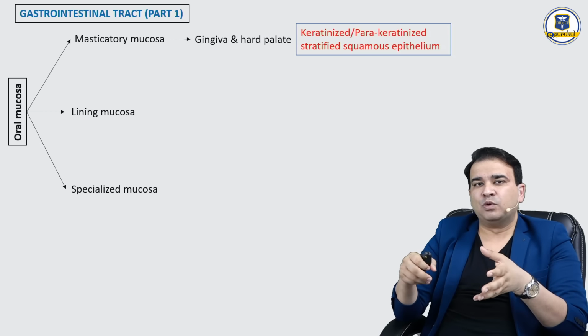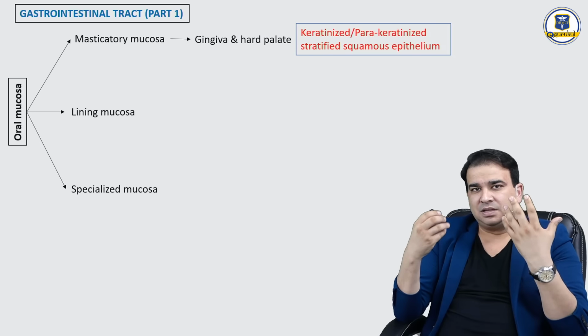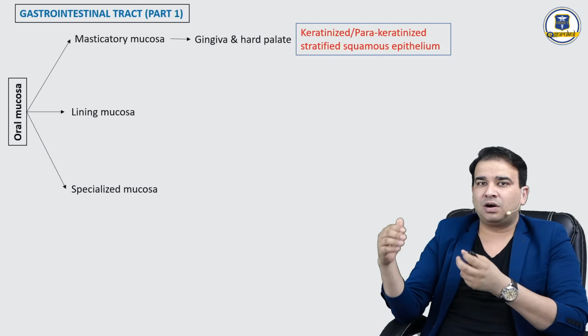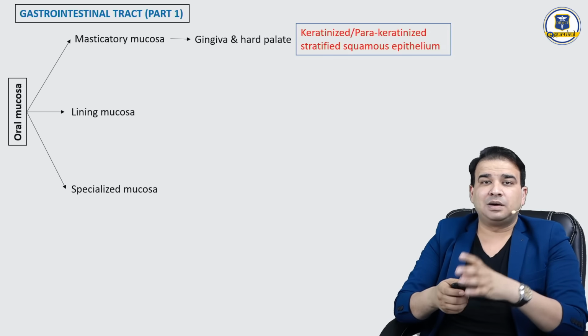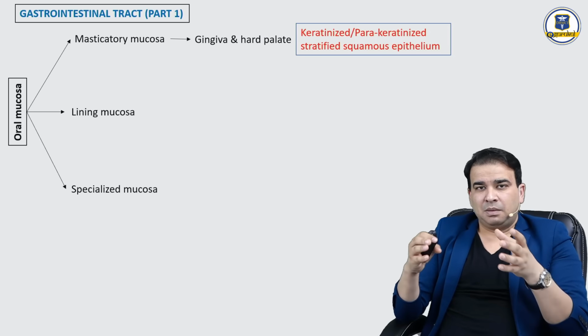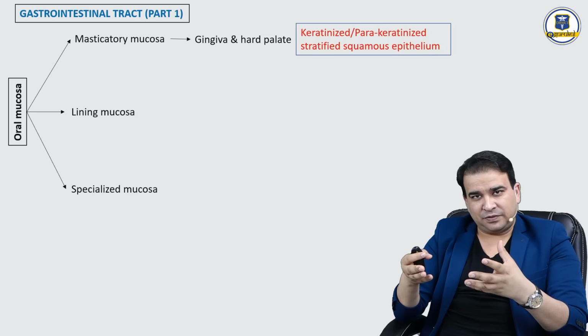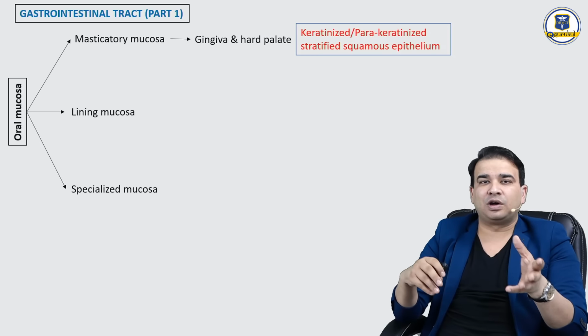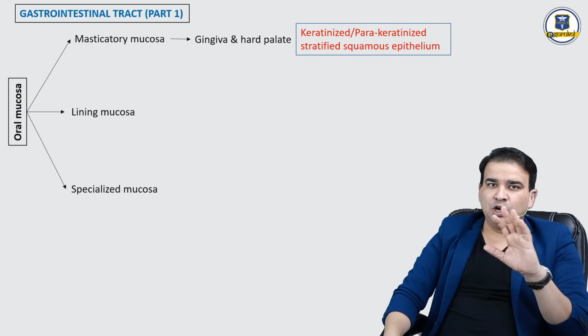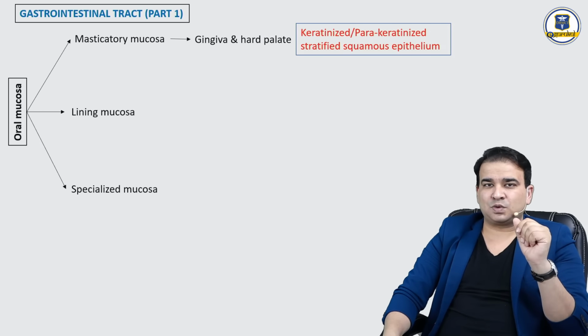And wherever we have more friction, be it the oral cavity or the vestibule of the nasal cavity, the vocal cord, the terminal anal canal, the terminal urethra, you have stratified squamous epithelium. But we still need to know what kind of stratified squamous. Is it keratinized or non-keratinized? So in the masticatory mucosa, we have this keratinized stratified squamous.